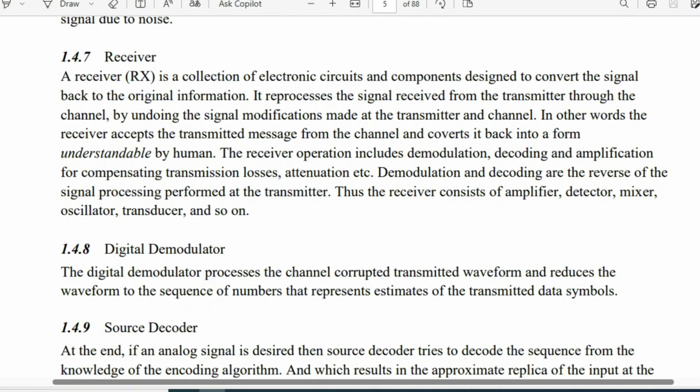Thus, the receiver consists of amplifier, detector, mixer, oscillator, transducer, and so on. In the wizard's treasure chest, you'll find powerful artifacts like amplifier to boost the signal, detector to find the hidden messages, mixers and oscillators to sort out the magic frequencies, and transducer to turn the magic back into sound or images we can see and hear.